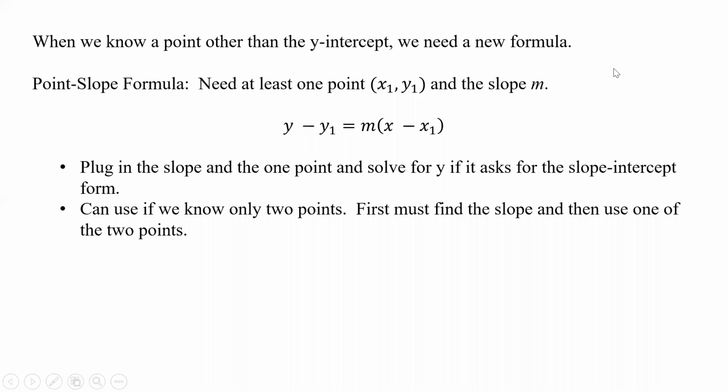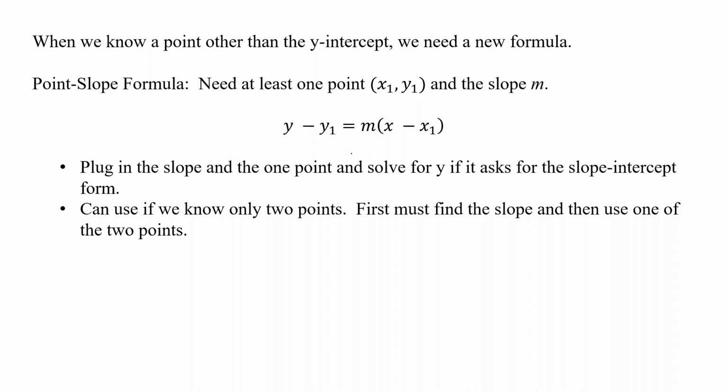All right, when we know a point other than the y-intercept, we need a new formula. So if we have, say, (2, 5) and the slope, we can't use our slope-intercept form because that's only if we have the intercept. So what we're going to now use is called the point-slope formula. And what we need is some point, (x1, y1), and the slope m.